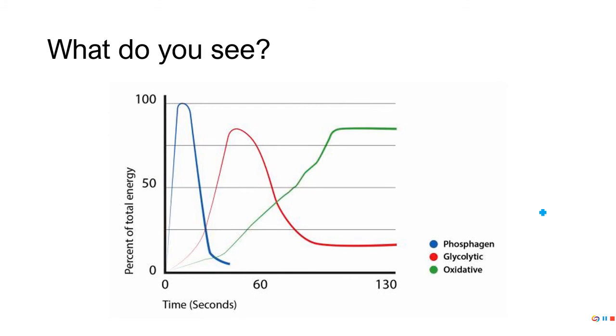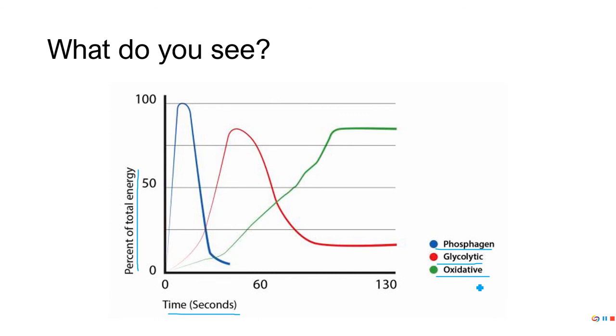So let me orient you. On the x-axis, we've got time. On the y-axis, we've got percent of total energy. And then we've got three different systems: phosphagen, glycolytic, oxidative. Okay, so what do you see here?